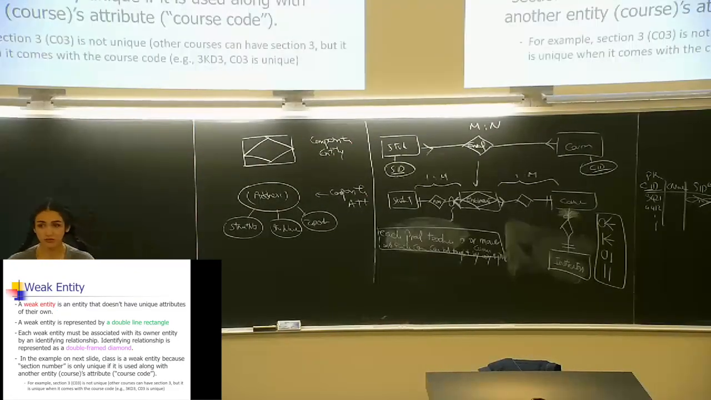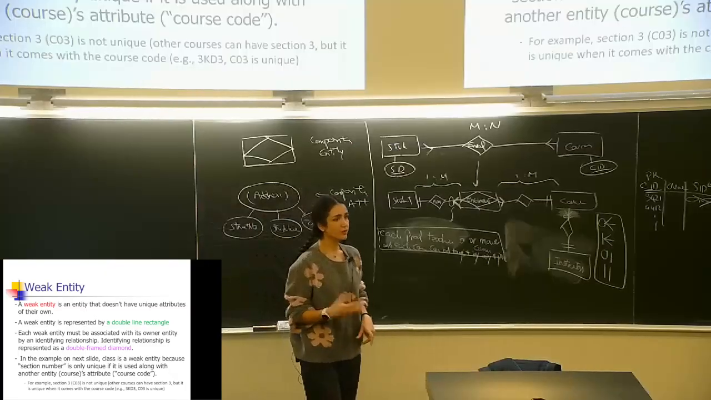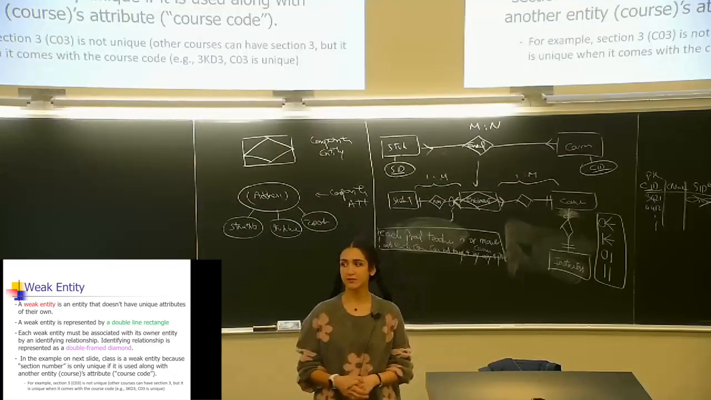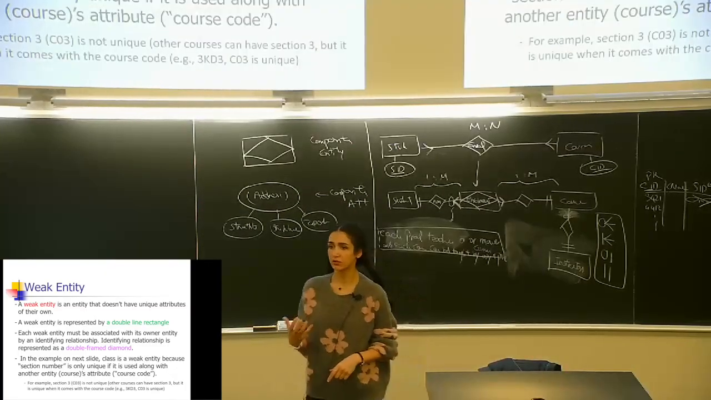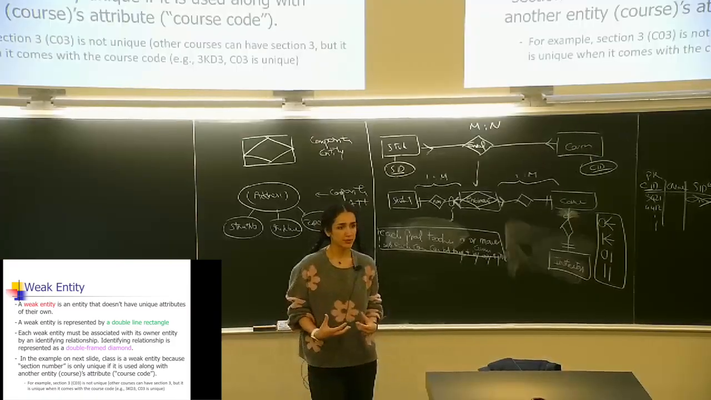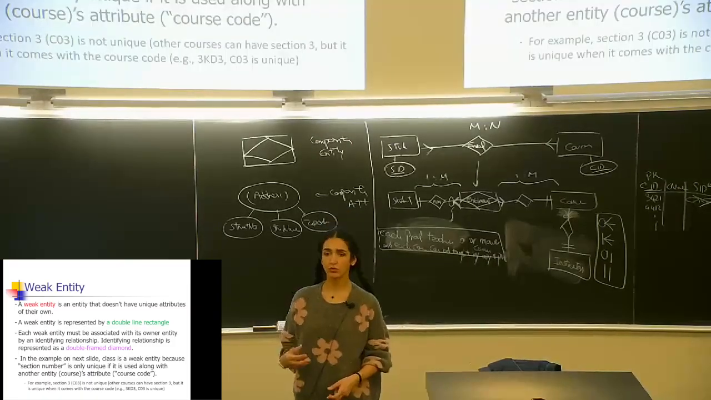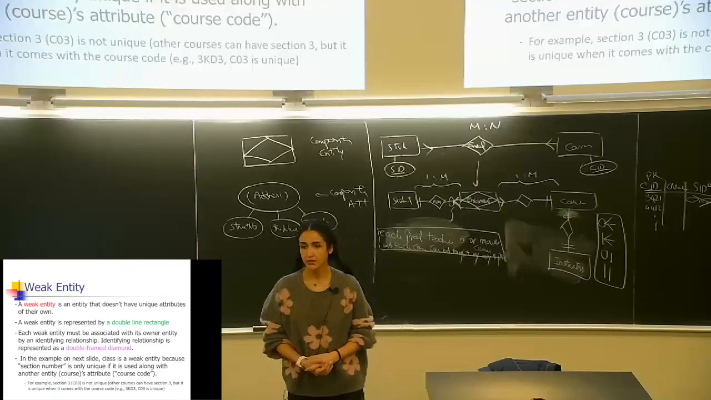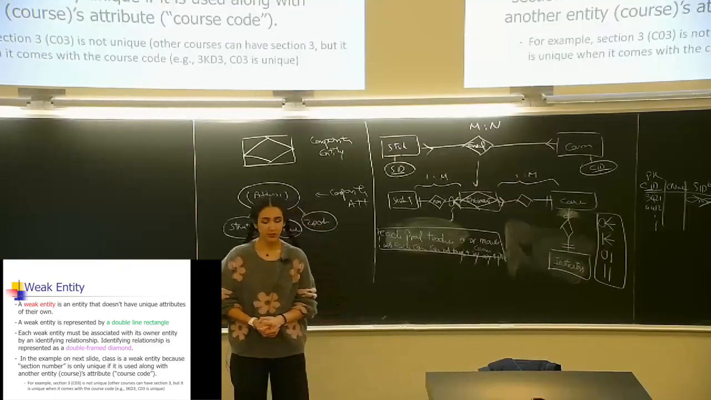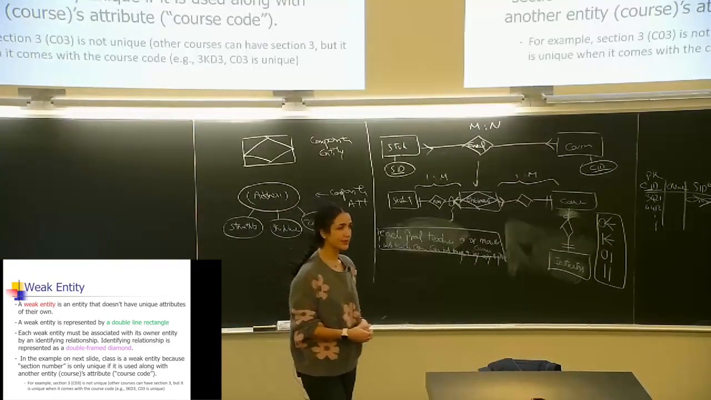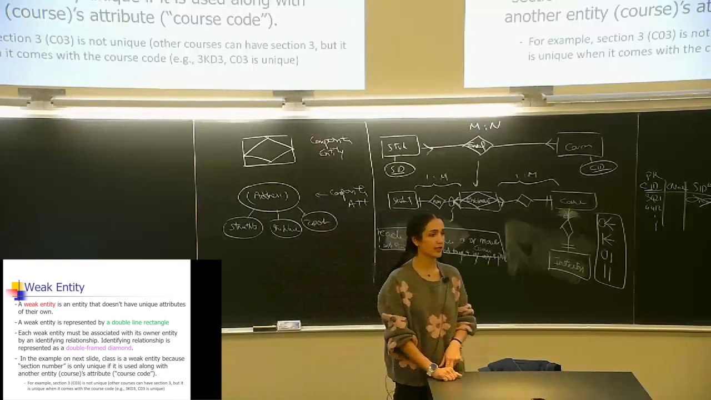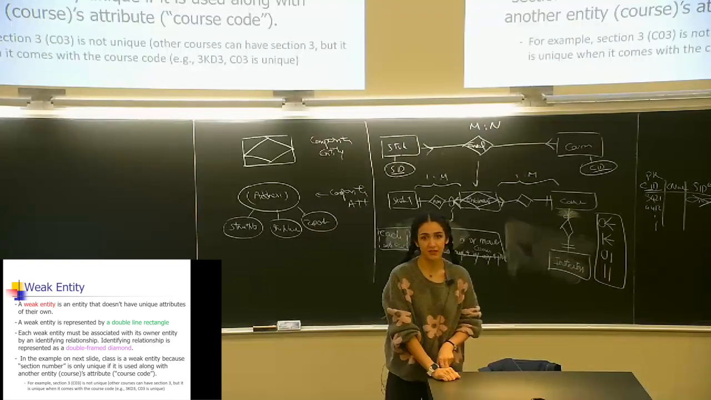Now, another type of entity is a weak entity. So what is a weak entity? A weak entity is an entity that is not strong enough that you want to represent it as an entity. What does it mean? It doesn't have its own unique identifier. And more importantly, it depends on another entity for its existence.